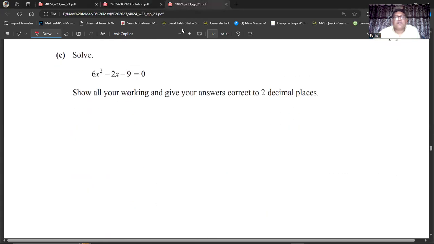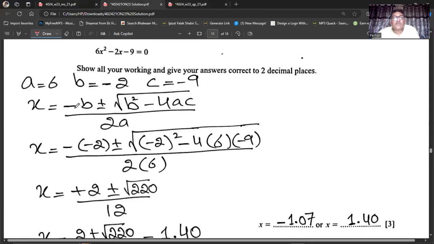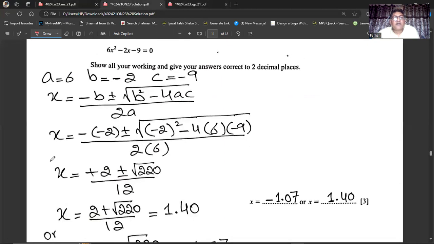Okay, so we are going to the next part. He says solve. This is the C part of question number 7. 6x squared minus 2x minus 9 equals 0. Here, a quadratic equation is given. Show all your working and give your answer correct to 2 decimal places. It's a 3 marks question. So we are going to apply the quadratic formula here. A is 6, B is minus 2, and C is minus 9. And you know the quadratic formula is x equals minus b plus minus under root, and under the root we have b squared minus 4ac, and the whole thing is divided by 2a.